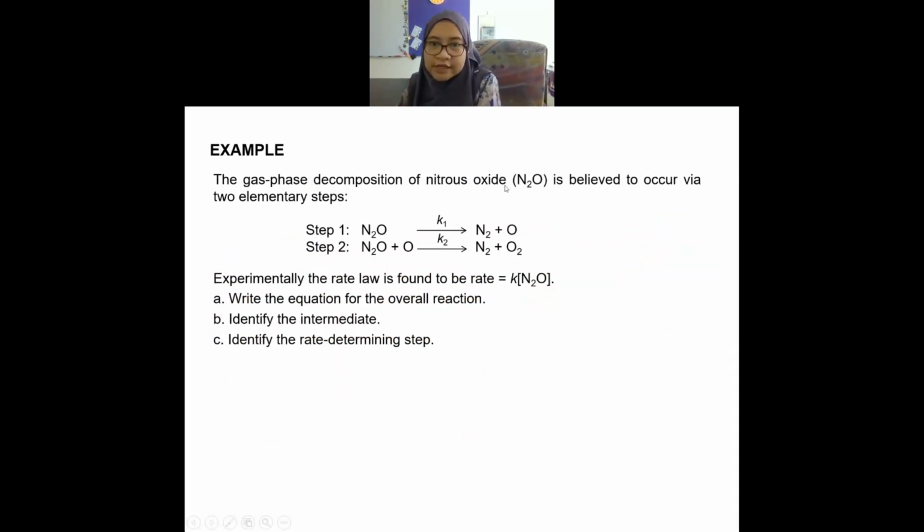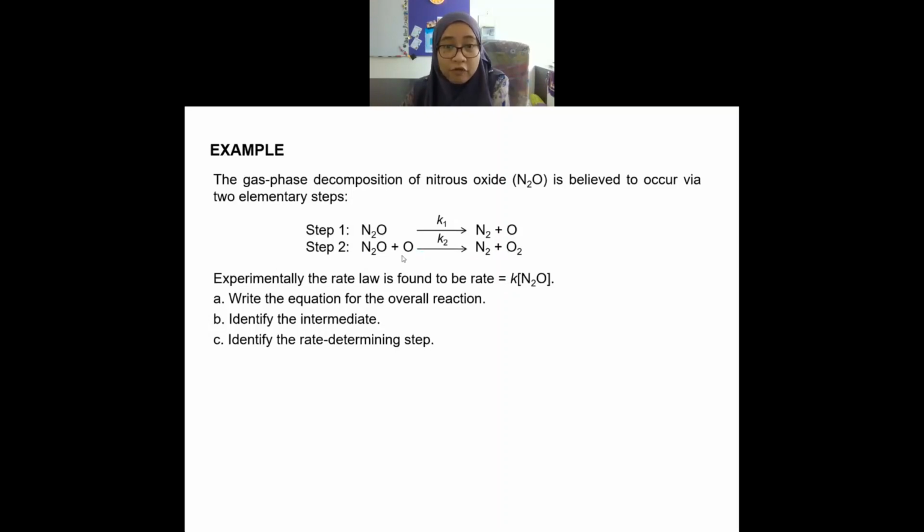The gas phase decomposition of nitrous oxide is believed to occur in 2 elementary steps. Okay, so we have step 1, step 2. These are the elementary steps to decompose nitrous oxide. Experimentally, the rate law is found to be rate is equal to k times concentration of N2O. This is the rate law for the overall reaction, because it is mentioned here experimentally. So this is the overall rate law.